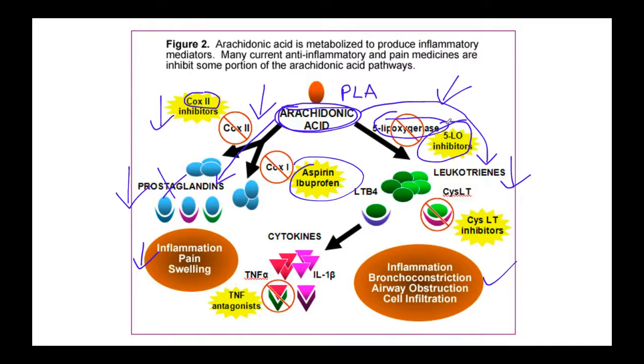Okay, so this is an important concept, right? Arachidonic acid is metabolized to produce inflammatory mediators. Many current anti-inflammatory and pain medicines are used to inhibit the arachidonic acid pathway. There are lots of natural things that do this as well that won't hurt the stomach. Okay, boswellia, turmeric, fish oils, things of that nature, and lots of Japanese knotweed. These are things that downregulate the inflammatory pathway.